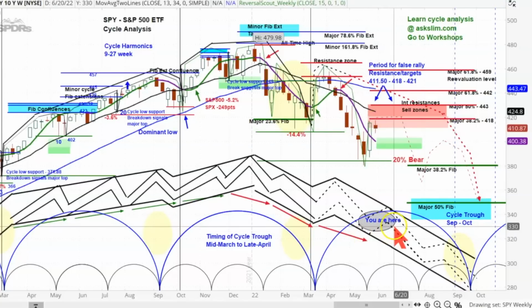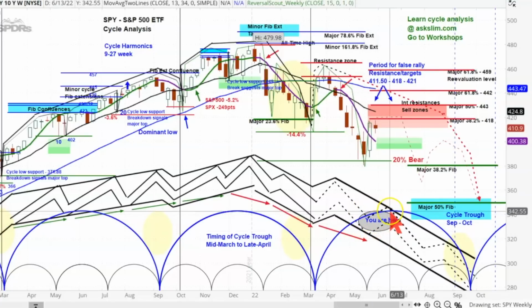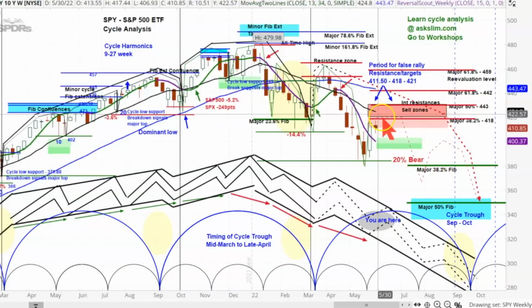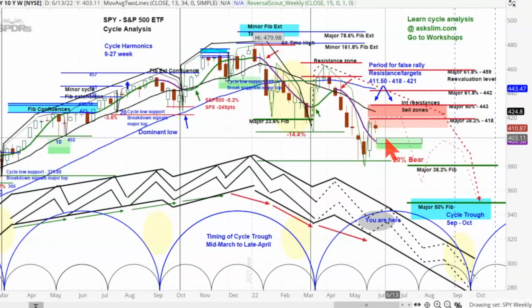You are here on the map, right there. You can see that. It's this rally right in here. And that rally probably is not over. In other words, if the market gets a pullback, where would it pull back to? Well, into some support level, somewhere right in here.